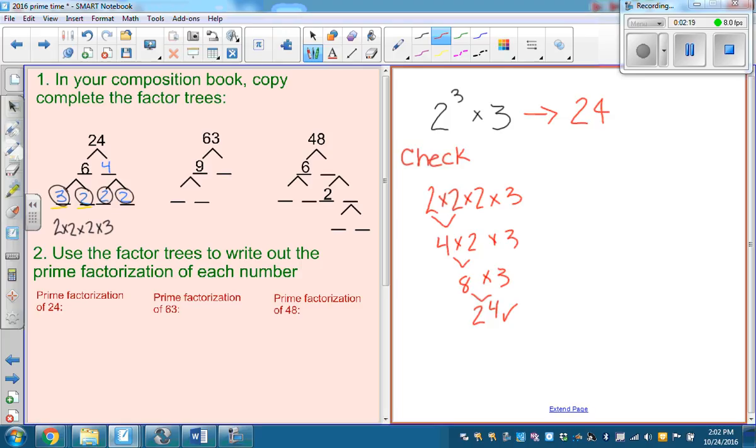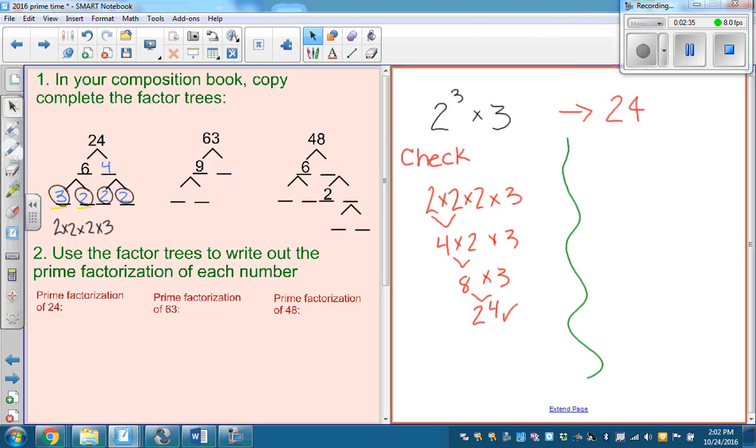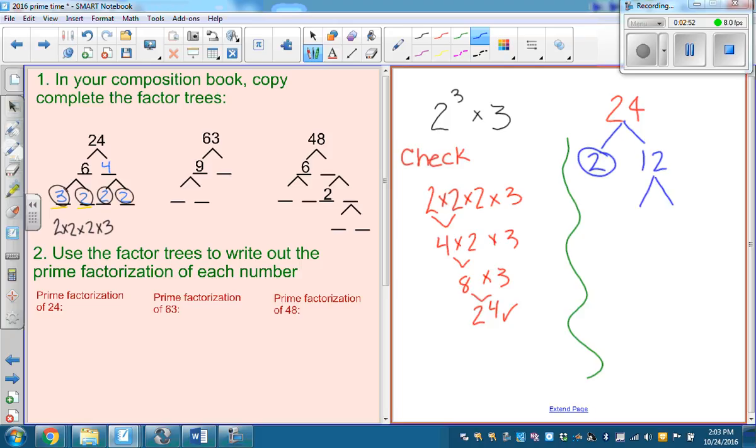Okay? The thing is, you don't have to start with the same factor pair. I started with 6 and 4. That's what you should have in your comp book. But you could also take this 24 and start with a different factor pair. So, Zach, what's another way to get 24 with 2 numbers? 2 and 12. You could start with 2 and 12. Since 2 is prime, you circle it. And then Miles, pick 2 numbers that multiply to give me 12 to start our new root system.